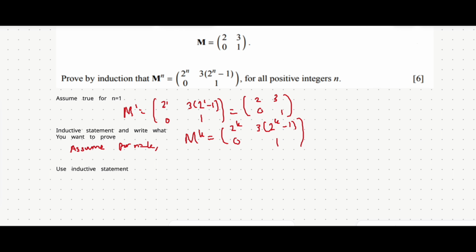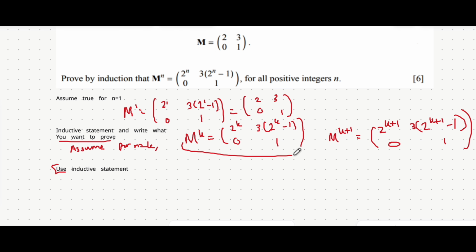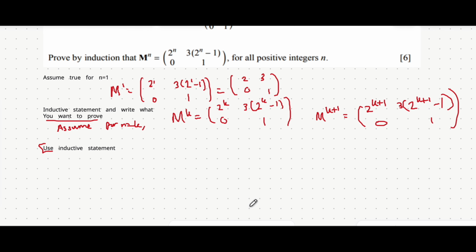What we want to show, that's what we write next. We want to show that m to the power of k plus 1 can be written as 2 to the power of k plus 1, essentially just replacing everywhere where there's k with k plus 1. So here we're going to have 3, and then in brackets 2 to the power of k plus 1, take away 1. And then these two are just constants, so they're just going to stay how they are, 0 and 1. How do we show that? Well, we do have to use the inductive statement at some point to show that this is equal to this. So let's have a go at dealing with this.